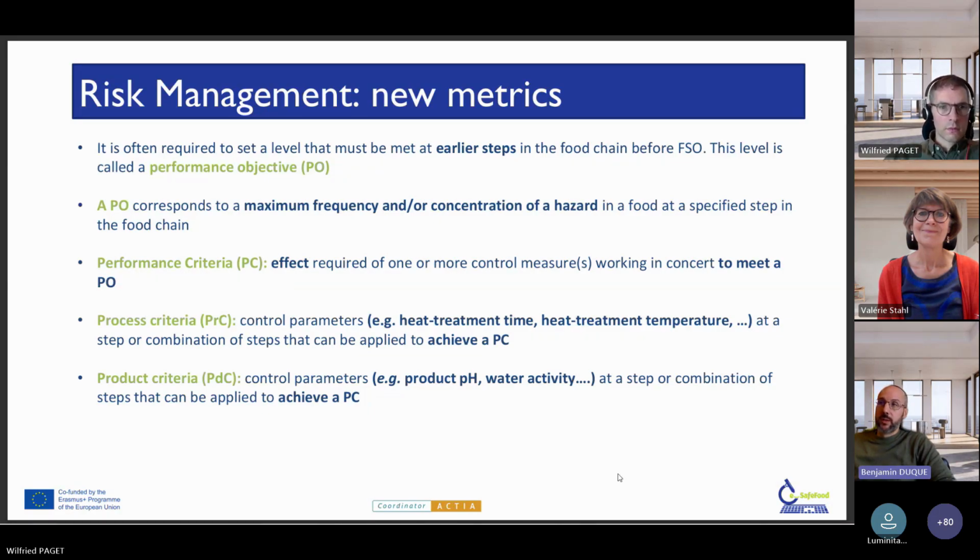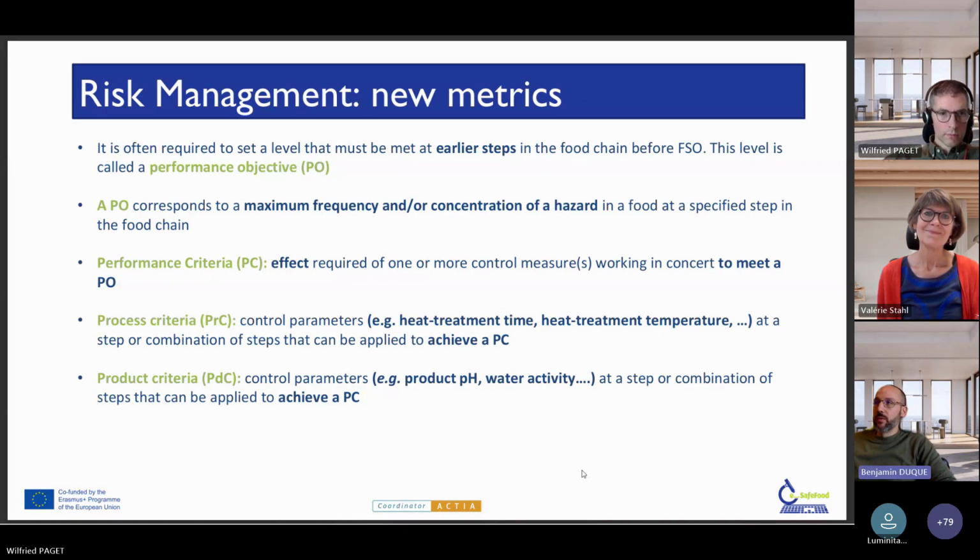Another metric that can be used is the performance criteria, so the PC. This is the effect required of one or more control measures to meet the PO. For example, still with my heat treatment of salmonella, if my contamination before the heat treatment is 100 CFU per gram and my PO after treatment is 1 CFU per 100 grams, my PC will be 4 log because I want to reduce my contamination by 4 logs.